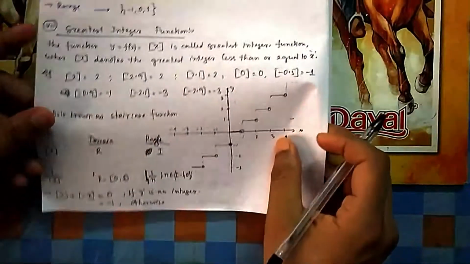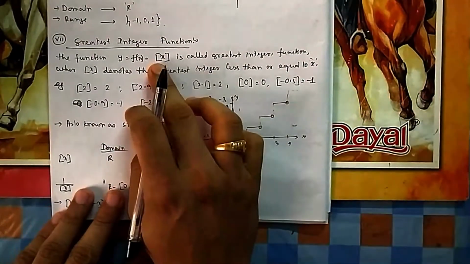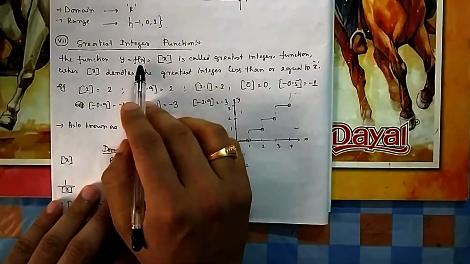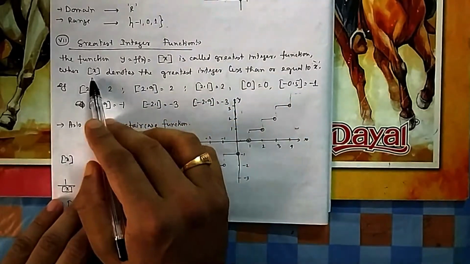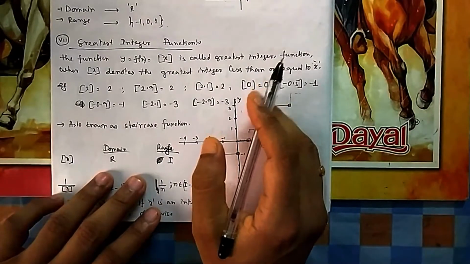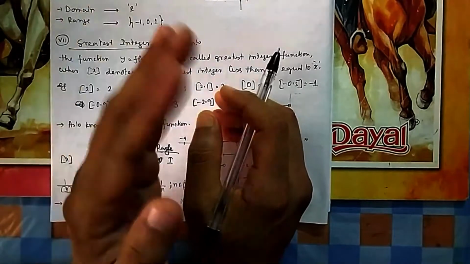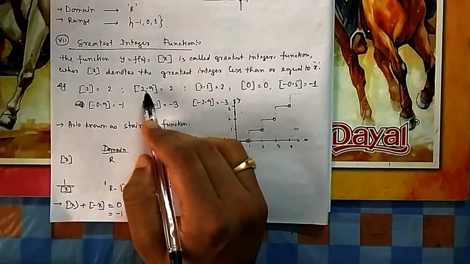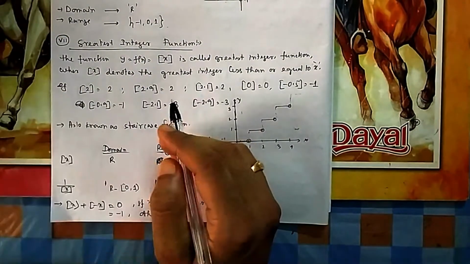Next is known as the greatest integer function, which we generally write as box x, just to remember, but it is the greatest integer function. Y equal to f(x), which is a box function, is known as the greatest integer function, where box x denotes the greatest integer less than or equal to x. So if you have a value, what should be its greatest integer in the left side? You have to remember the left side, because if I say 2.9, what is the greatest integer? 2. So that is in the left side.